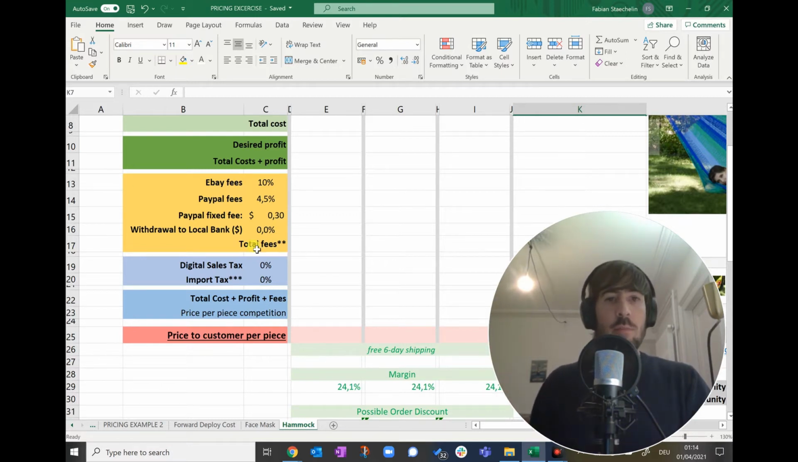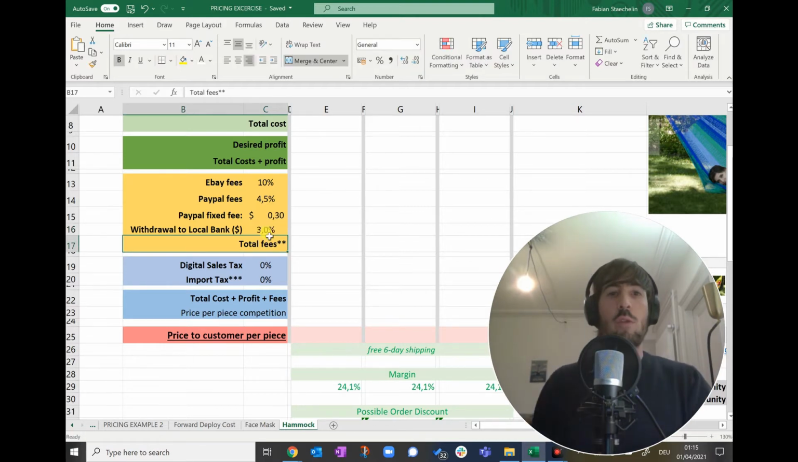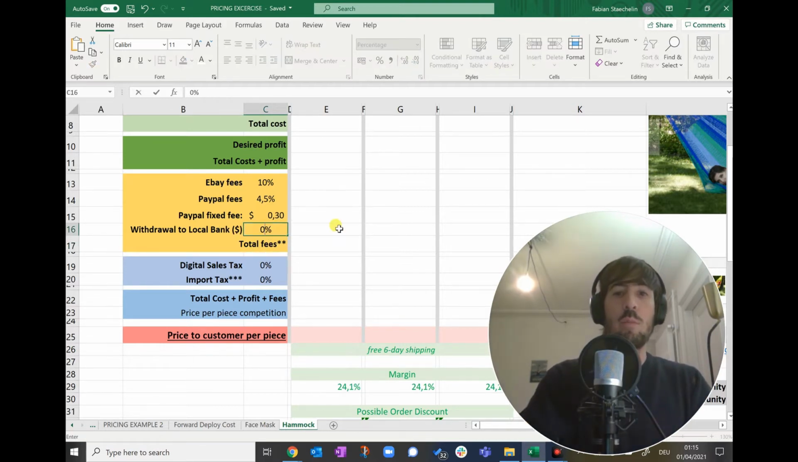And in the case of Mexico, there's actually no withdrawal fee if you withdraw the money to your bank, but you don't convert it into pesos. So if you were to convert it into pesos, we would have to adapt it and add 3% here, but I will assume that you want to keep your dollars.